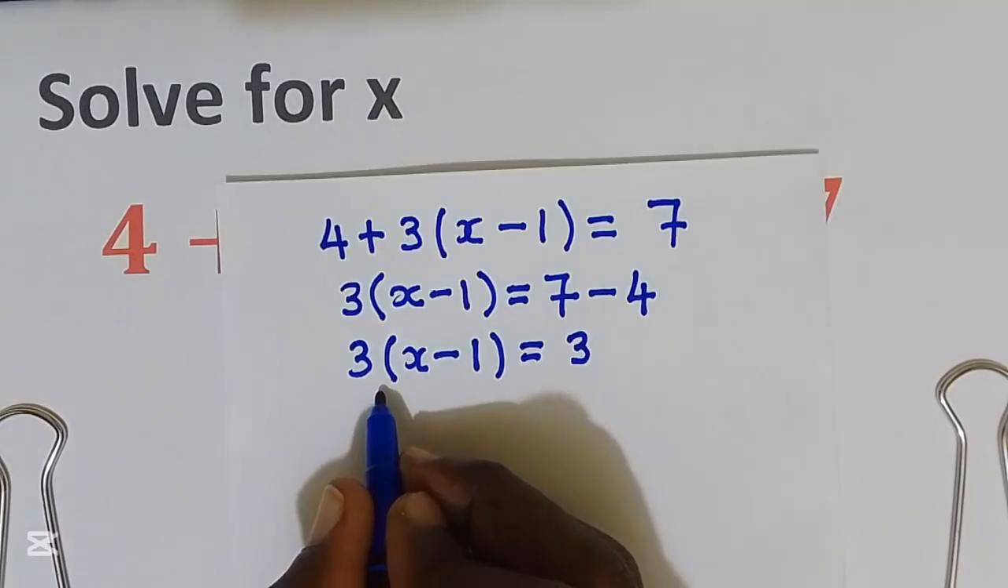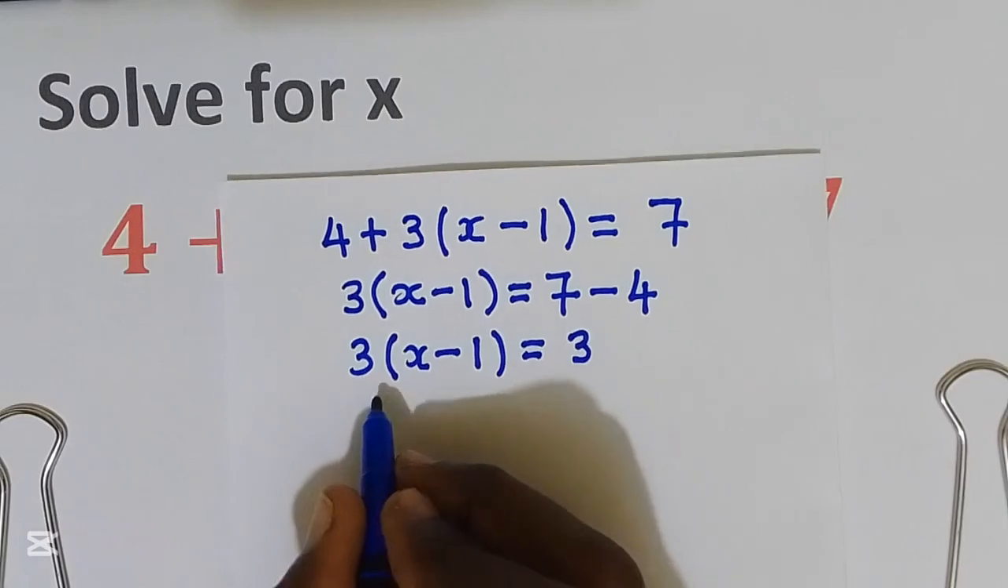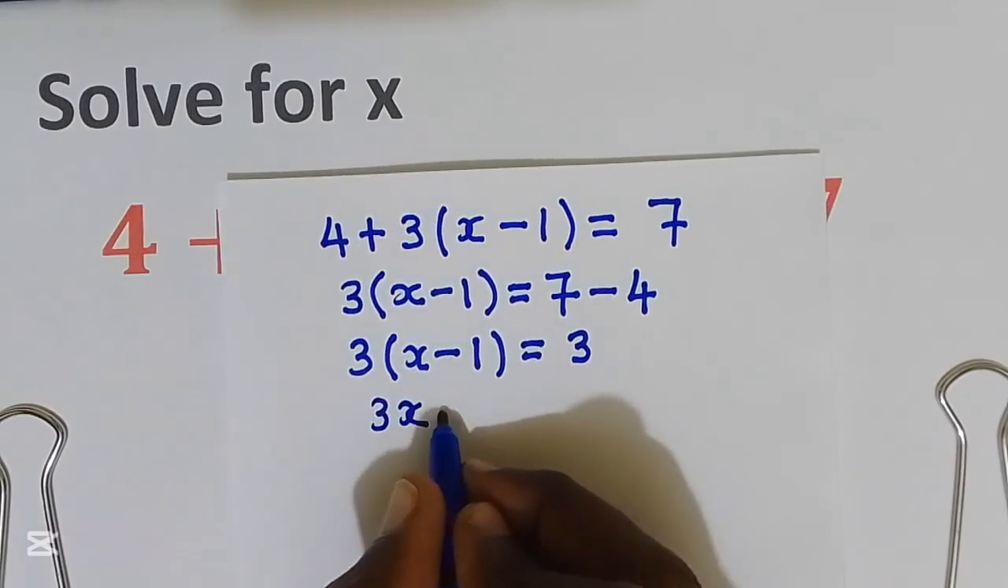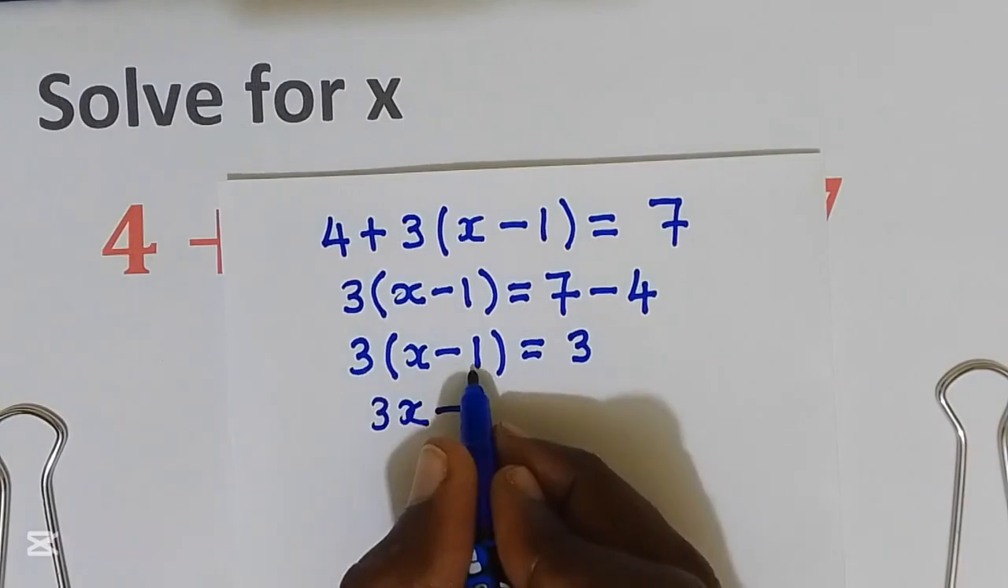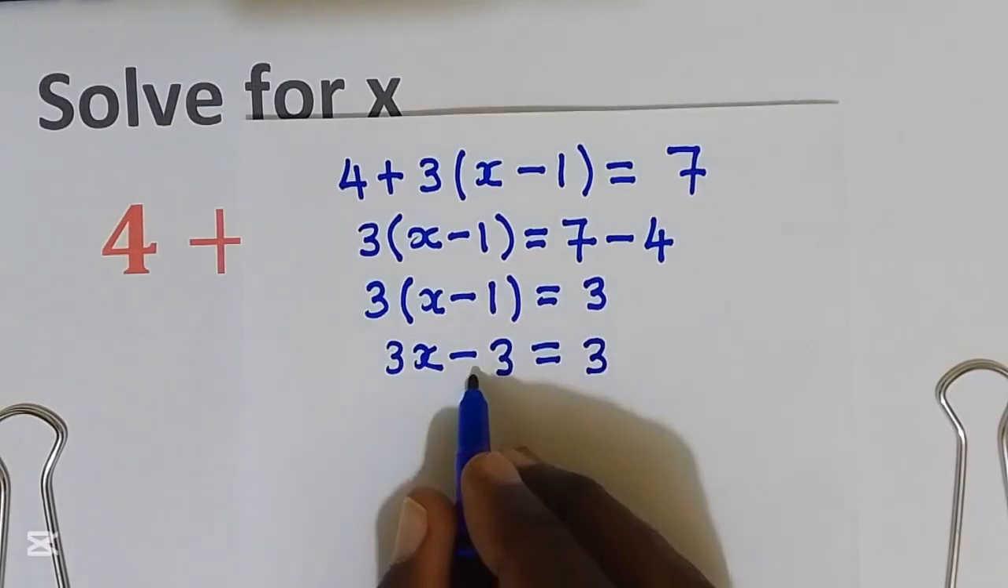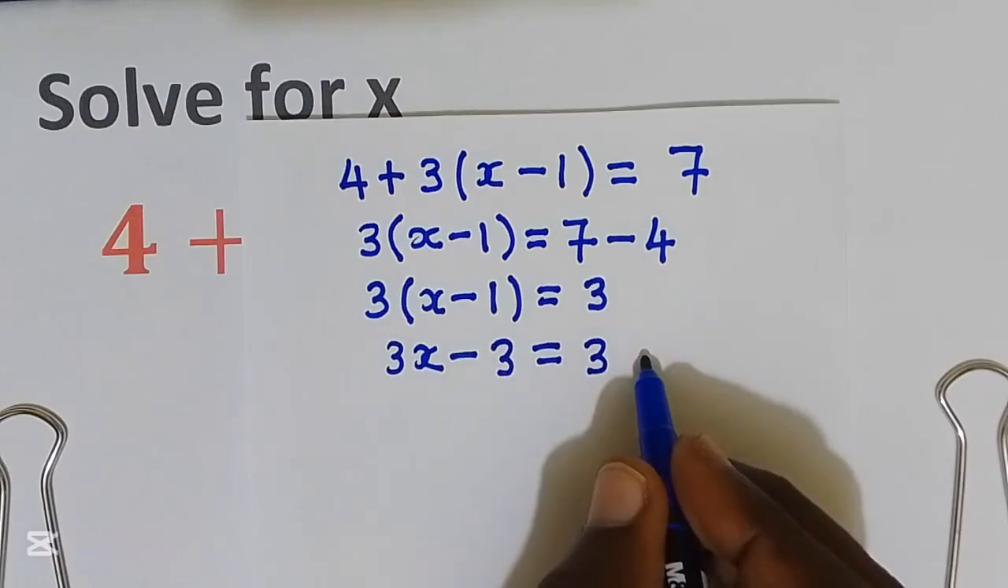Let us open the bracket by using 3. So 3 multiplied by x, we got 3x. Minus 3 multiplied by 1, we got 3. This is equal to 3. Let's bring minus 3 to the right hand side. It's going to be added.